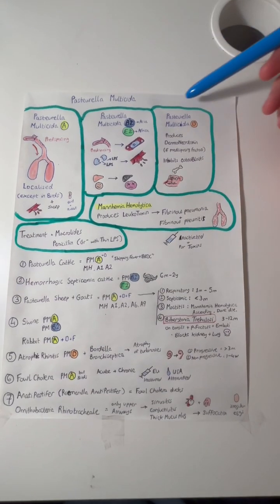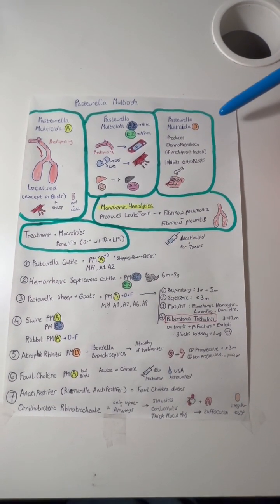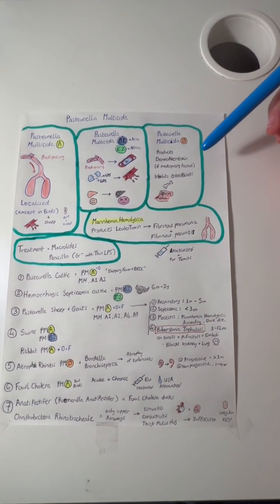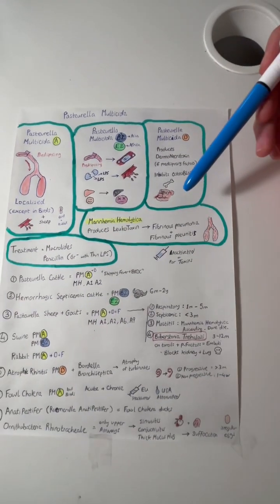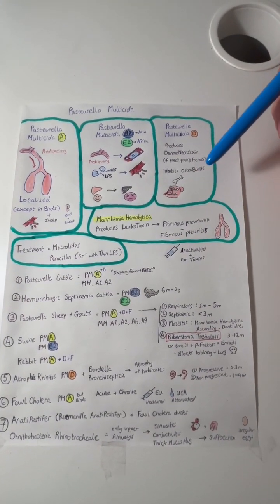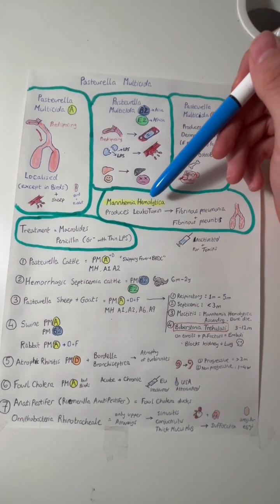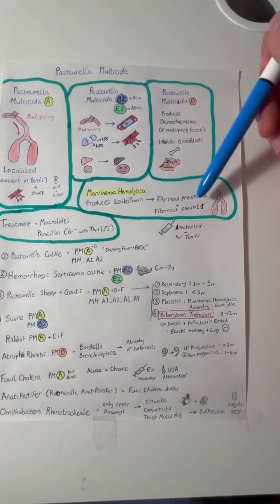And for Pasteurella multocida D, it produces dermonecrotoxin if there's predisposing factors, and this inhibits osteoblasts. This means there's no new bone formation, and then osteoclasts will eventually break down the bones. And in rabbits, it can cause skin necrosis. And Mannheimia haemolytica produces leukotoxin. This causes fibrinous pneumonia and fibrinous pleuritis.